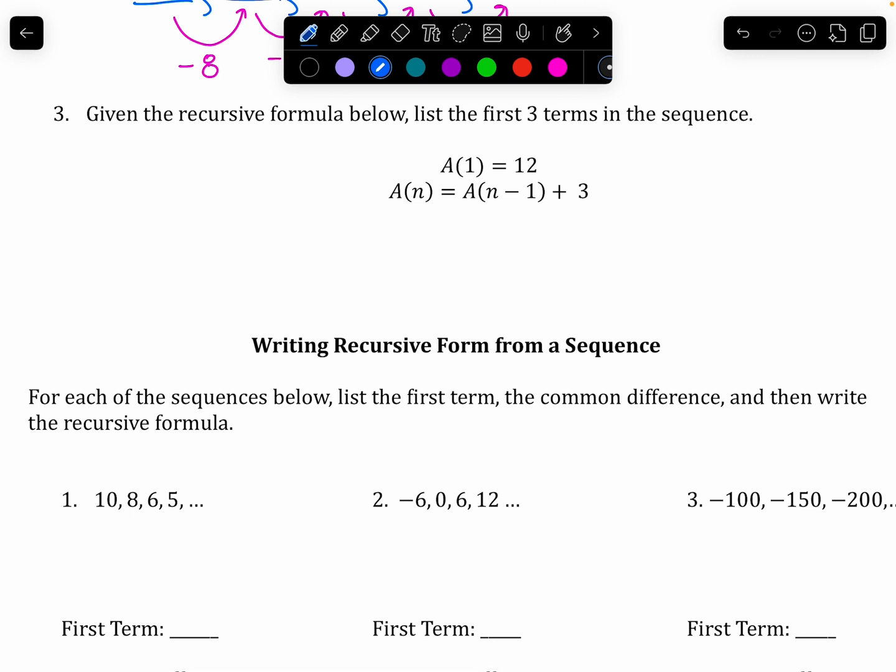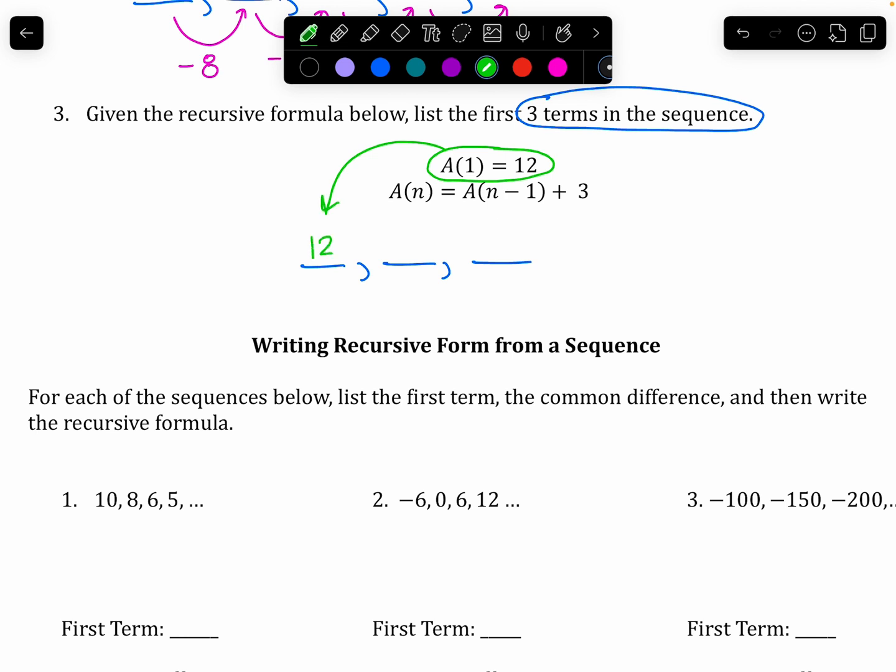Let's do it again. Given the recursive formula below, list the first 3 terms in the sequence. Because I'm looking for 3 terms, I'm going to draw 3 blanks. A of 1 is my first term, and that's going to tell me what goes first. And whatever's at the back here, this +3, is telling me what I'm doing to get from term to term. So I'm going to do 12 plus 3, which is 15, and then 15 plus 3 is 18.